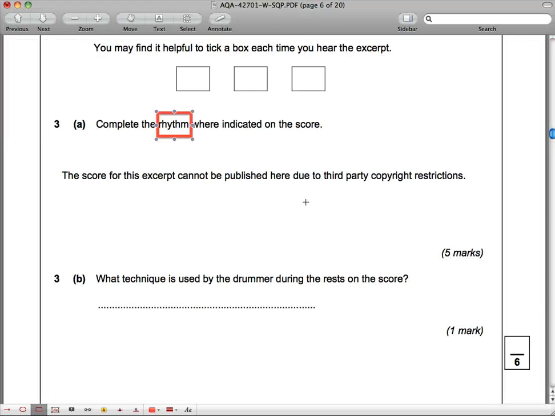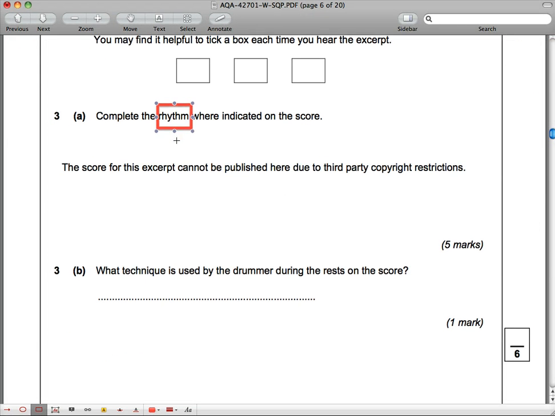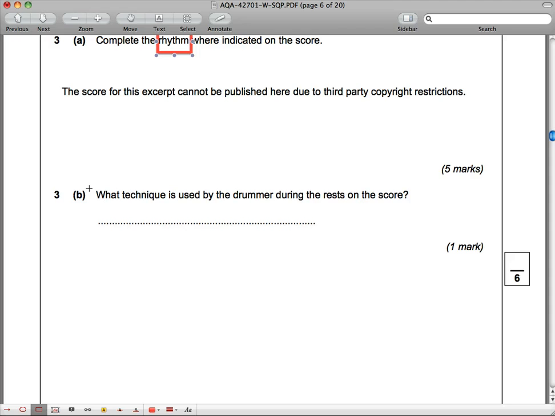Let's go back to the question paper. And then you can see it says what technique is used by the drummer during the rests on the score. So your 3 main things you need to pick up there are technique, so it's asking you about the way in which he's or she is performing. Drummer, so you know to listen out to the drum kit, and during the rests on the score.